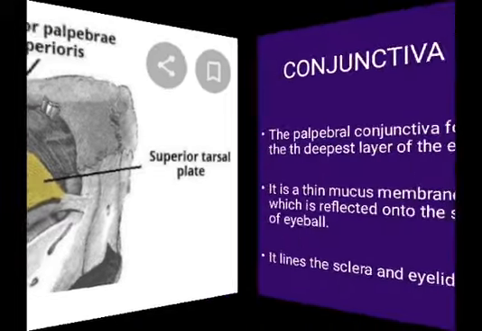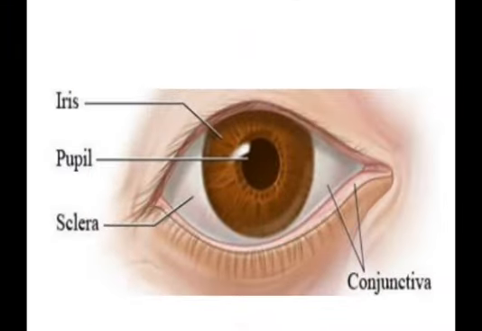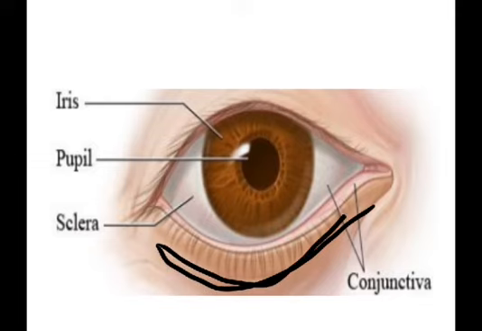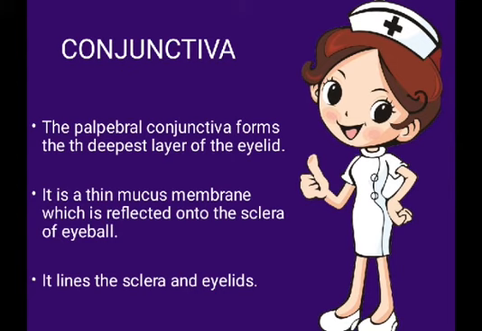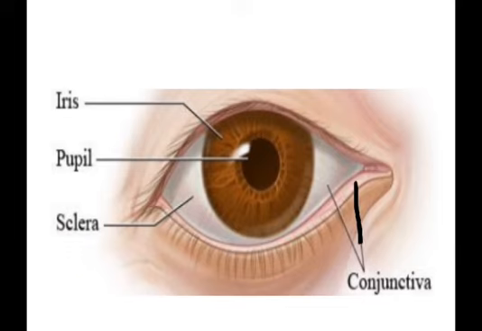Now let's move to the next and last type, that is conjunctiva. The palpebral conjunctiva forms the deepest layer of the eyelid. It is present almost here when we open our eyes. This is the internal part where the palpebral conjunctiva is present. It is a thin mucous membrane which is reflected onto the sclera of the eyeball. It lines the sclera as well as the eyelid. Sclera is the whitish part, and both the eyelids are innerly lined by the conjunctiva.